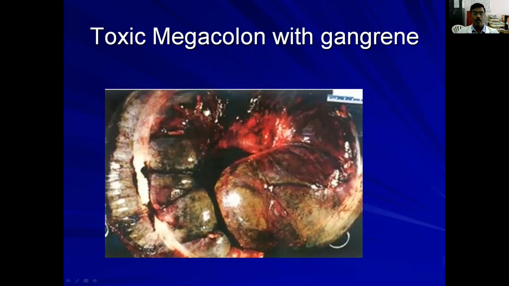Toxic megacolon. Okay, you have to appreciate the gross picture. You can see the enlarged, inflamed colon, called toxic megacolon, with gangrene. You can see a greenish appearance. It's called gas gangrene.